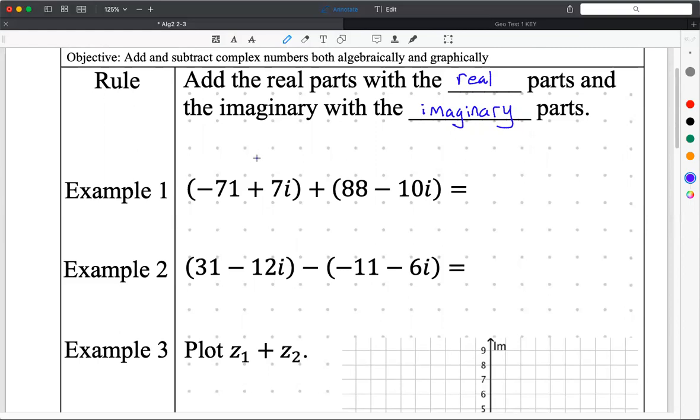So first you would add negative 71 to 88, which should be 17 positive. And then you would add 7i and negative 10i, which would end up as negative 3i. There it is. And yeah, that's the correct answer, correct explanation.